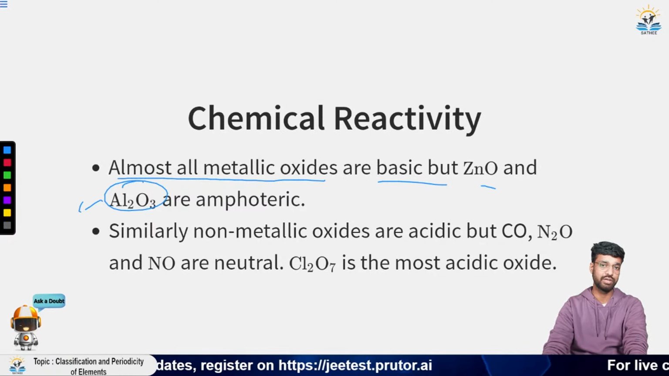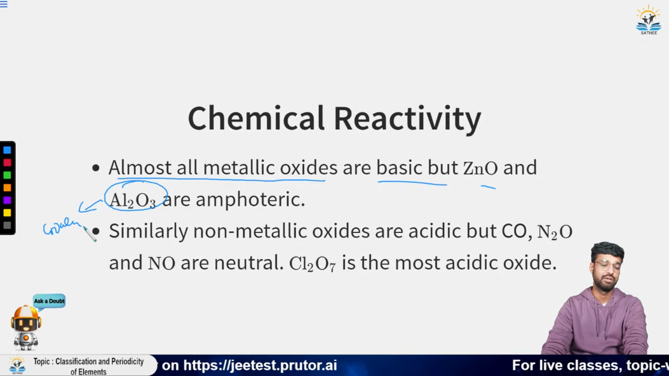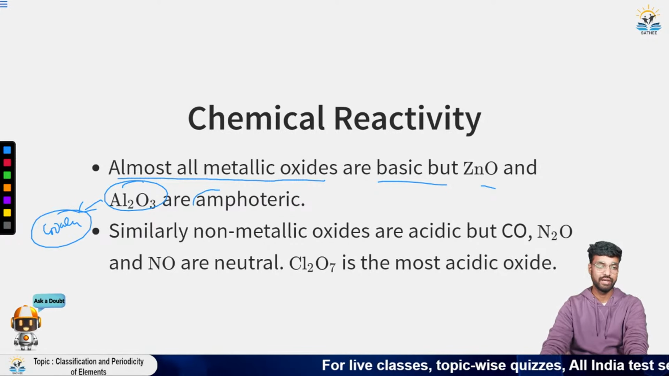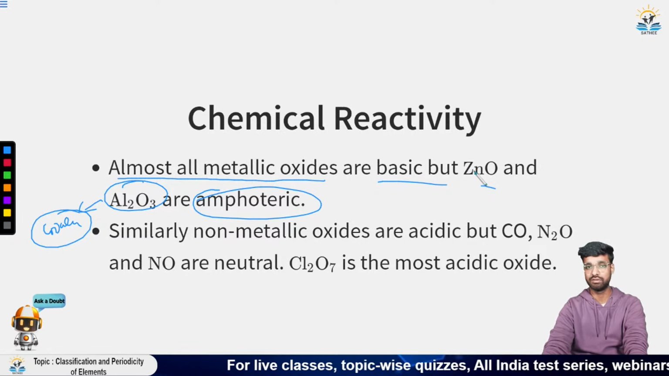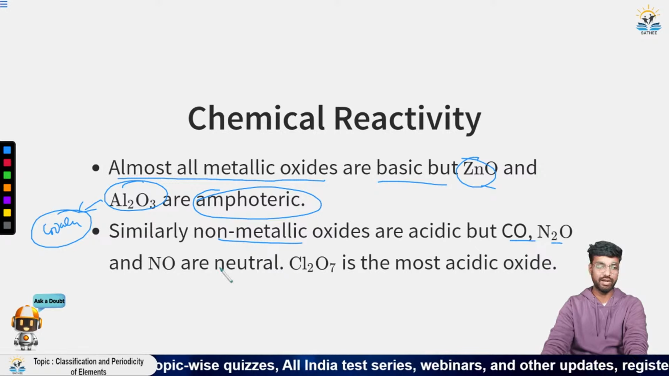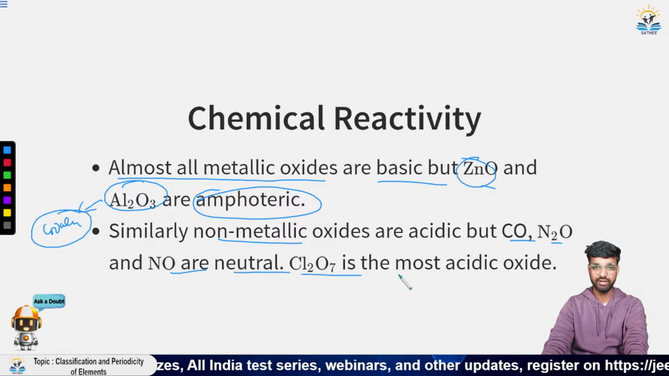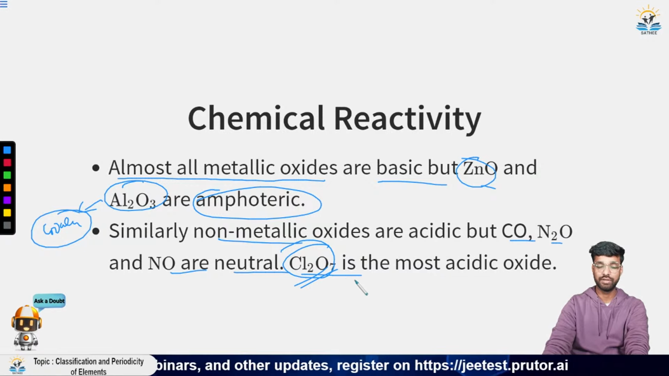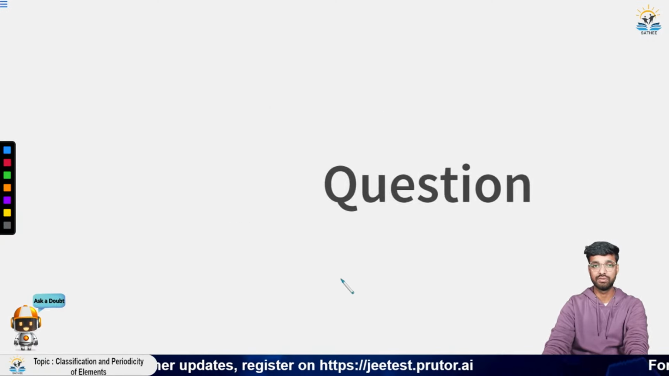Why? Because Al2O3 is somewhat covalent in character. So it shows some covalent character, and due to this reason it is amphoteric. Amphoteric means it can act both as an acid and a base. The same is the case for ZnO. Similarly, non-metal oxides like CO, N2O, NO are neutral, while Cl2O7 is the most acidic oxide. So it is an important point. You should remember this.